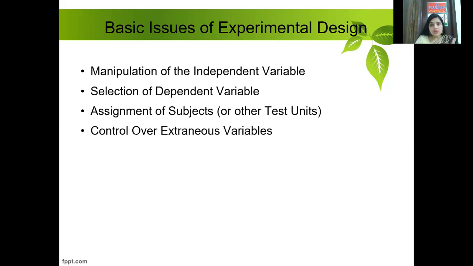Control over extraneous variables. This is really very important. There are some variables which are actually affecting the dependent variable, and they are trying to reduce the effect of the independent variable on that dependent variable. So this also distorts the results of the experiment. That is why controlling extraneous variables is more important than actually manipulating the independent variable and selecting the dependent variable.